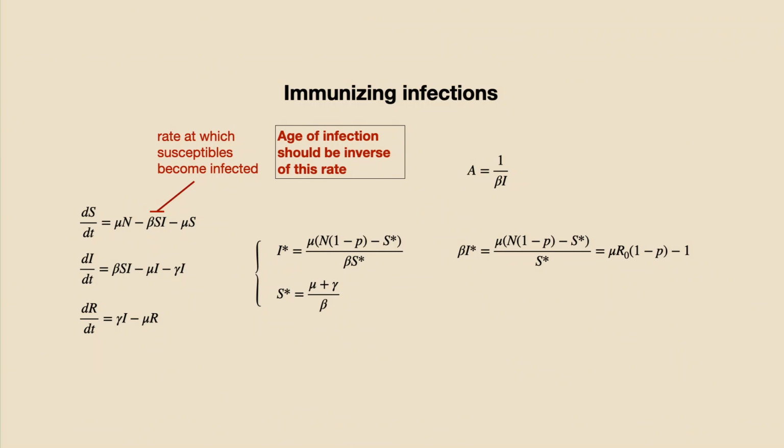So the rate at which susceptibles become infected is this, right? You agreed, beta times I. And so if that rate is very fast, the age of infection will be very low, right? Because you get infected very quickly. You move from this category to this category. If that rate is very slow, then it takes longer to get infected. And that's how that will work. But thank you for asking that question.